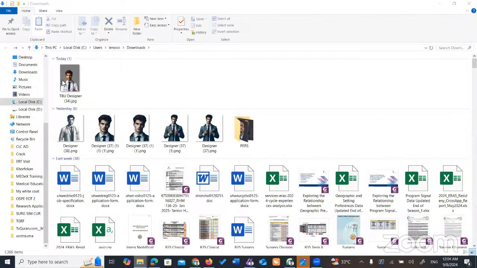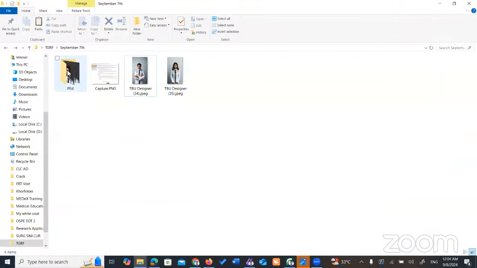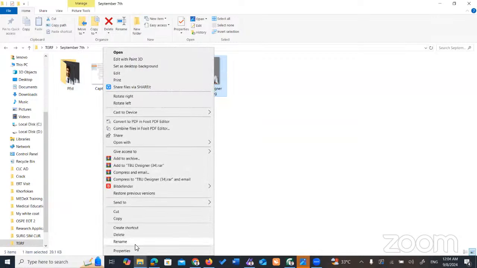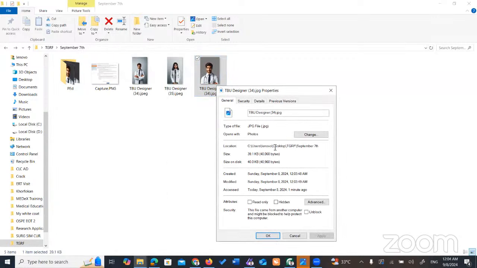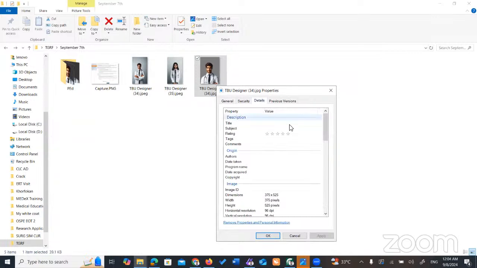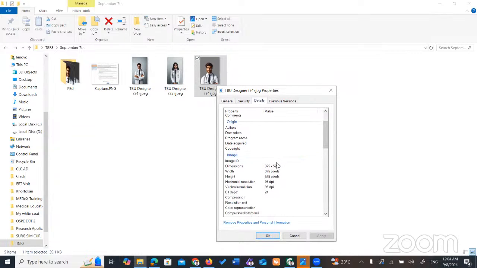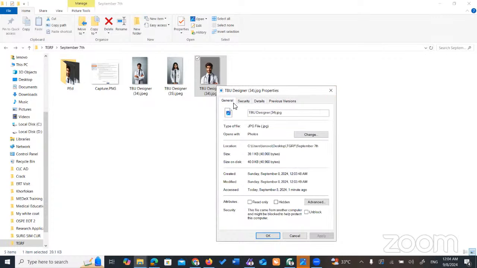So go to download, and then let me just take it into this folder. And then I can show you that when you look into properties, you can see in the details that the picture is 375 times 525 pixels. And then the DPI is less than 150. And if you check, the folder size is less than 150.